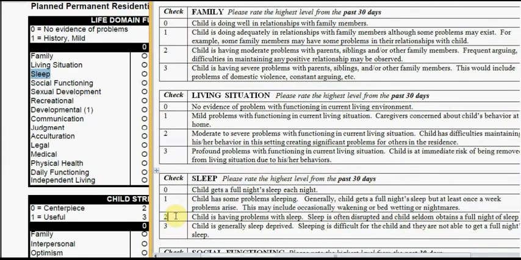Remember that. In 2, the child is having problems with sleep. Sleep is often disrupted, and the child seldom obtains a full night of sleep. In 3, the child is generally sleep deprived. Sleeping is difficult for the child, and the child is not able to get a full night's sleep.